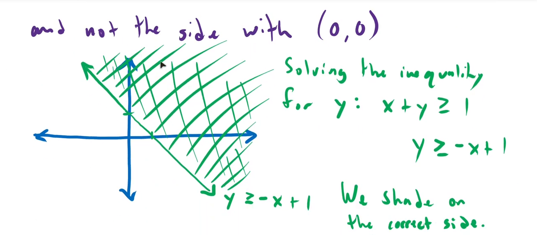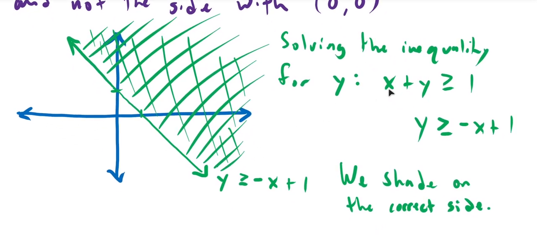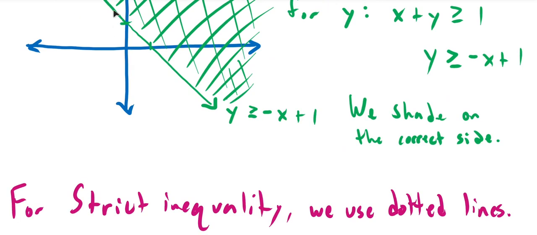Here, I'm not going to try to fill in the whole thing. I'm just going to draw some cross-hatching to show that I've shaded. And so this half of the plane, any point over on this side will satisfy the original inequality. Now here we used a solid line to draw our border. For strict inequality, where we don't want to include the equals part, we use a dotted line to show we're omitting the line that marks the two half planes itself.